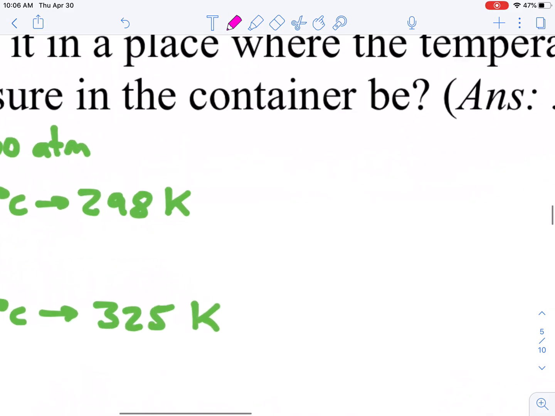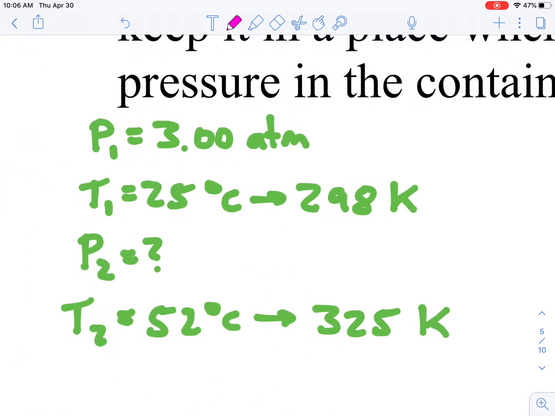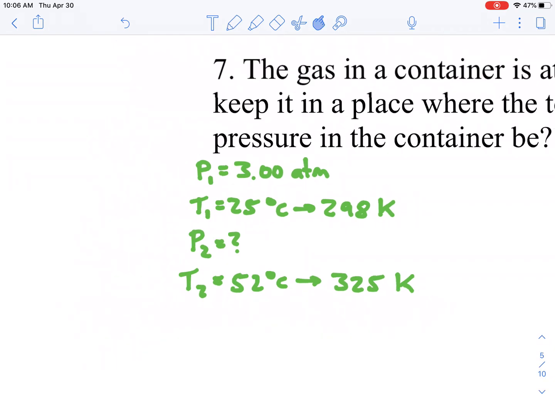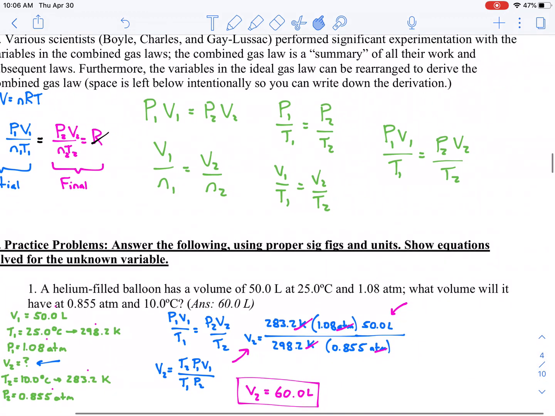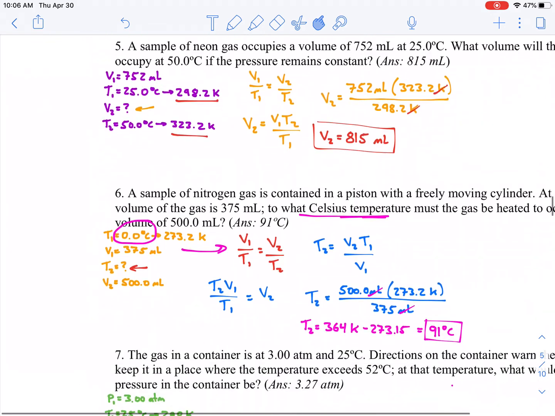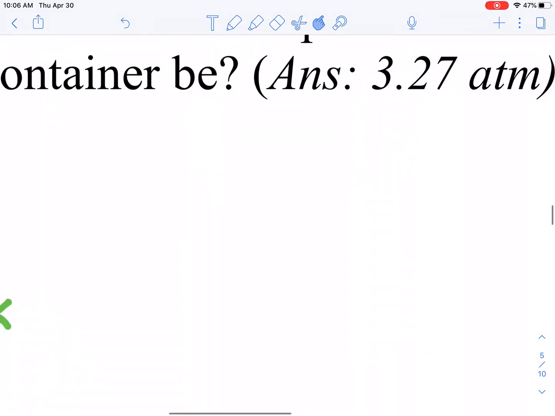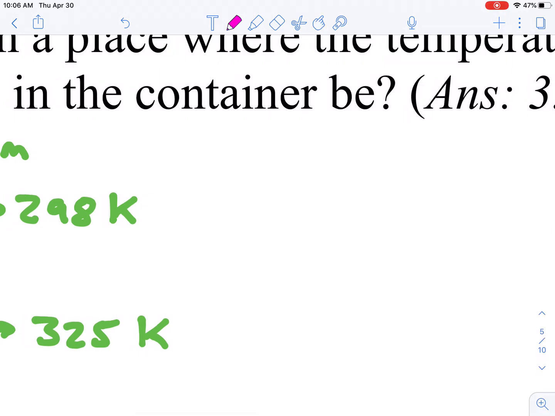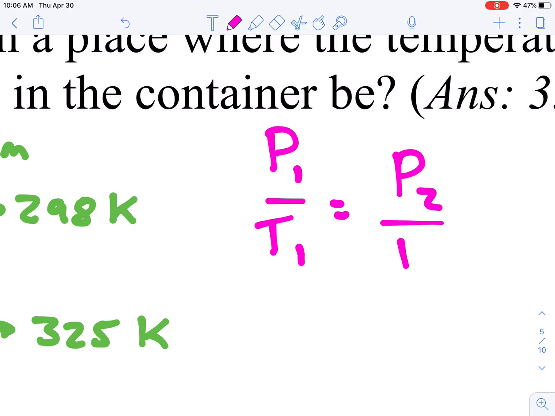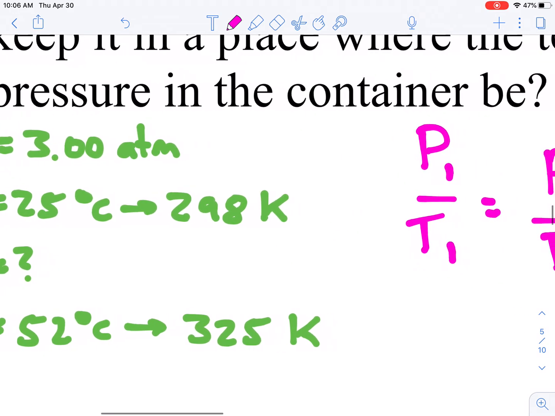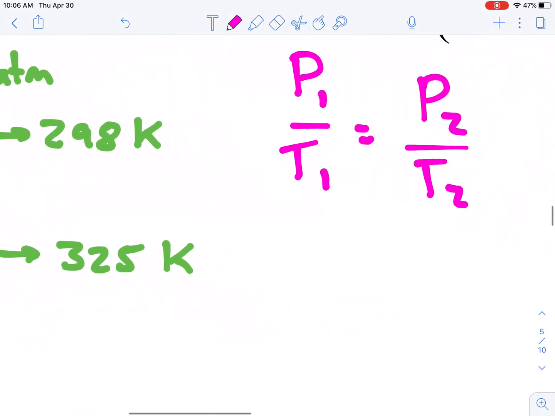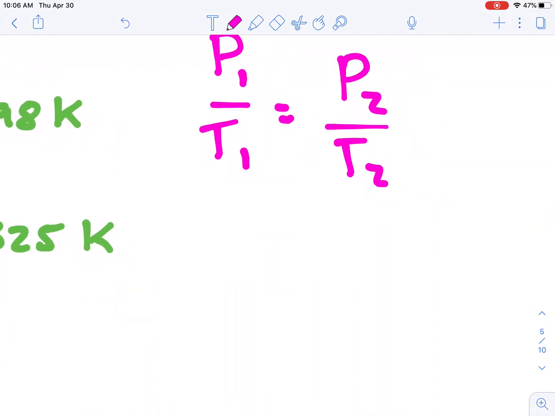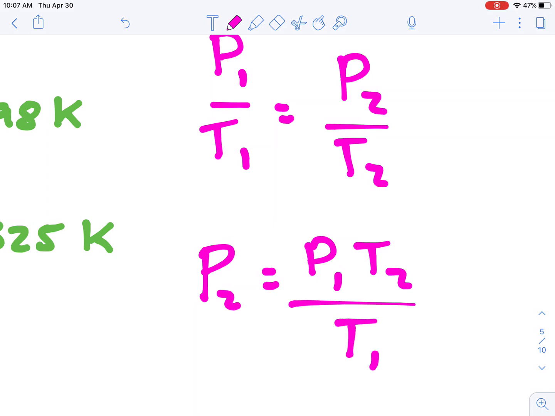All right, let's try 7. So 7, again, has a list of variables. In this case, we have pressure and temperature. So looking up at your list of equations, which one has pressure and temperature? Well, it's P1 over T1, which is equal to P2 over T2. We are interested in solving for P2, so we need to multiply up T2. P2 will be equal to P1 times T2 over T1.